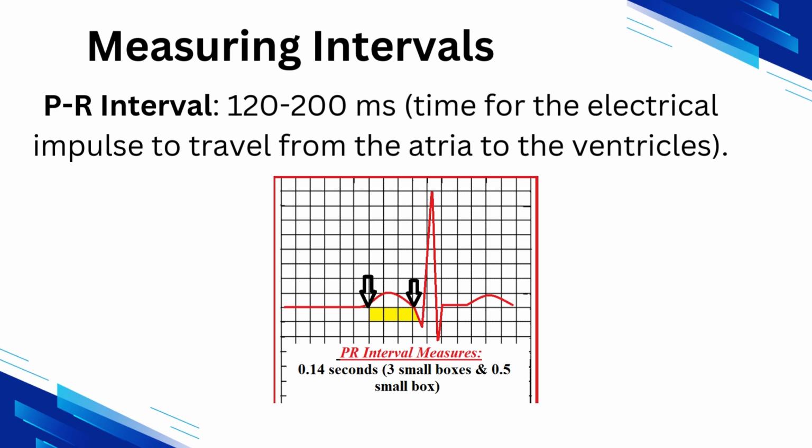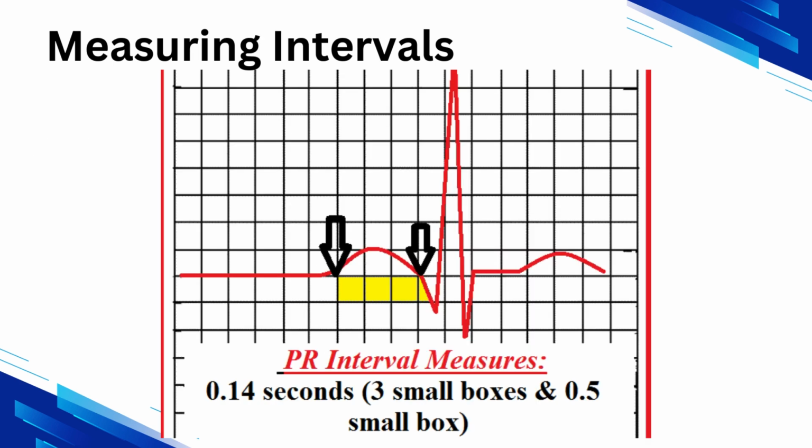Measuring intervals. PR interval, 120 to 200 milliseconds, is the time for the electrical impulse to travel from the atria to the ventricles. A normal PR interval measures 0.12 to 0.20 seconds, which is 3 to 5 small boxes on the EKG strip. When you measure a PR interval, you start measuring at the beginning of the P wave until the beginning of the QRS complex. Here are some simple steps on how to measure the PR interval.